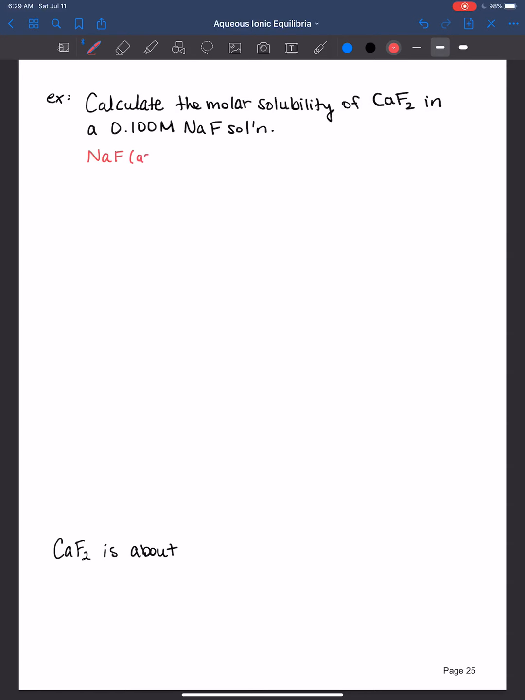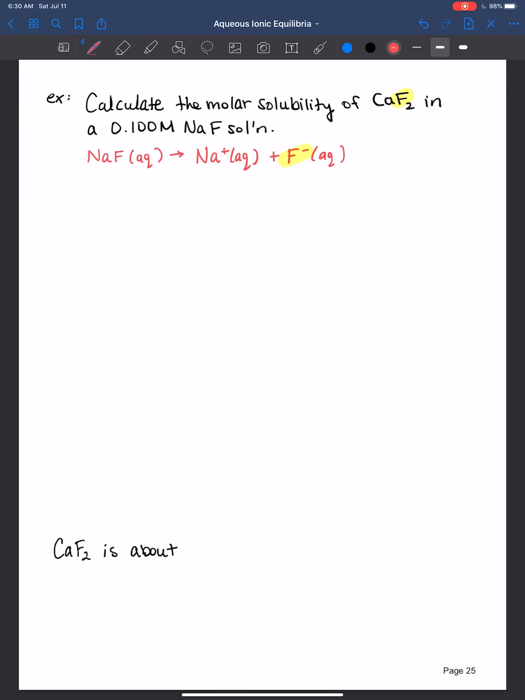All sodium salts are soluble in water. So when I put that salt in solution, it dissociates completely. Notice how I use the arrow going forward. It dissociates into the sodium cation and the fluoride anion, and the common ion that we have between the two salts is fluoride. Okay. So we're still calculating the molar solubility of calcium fluoride.